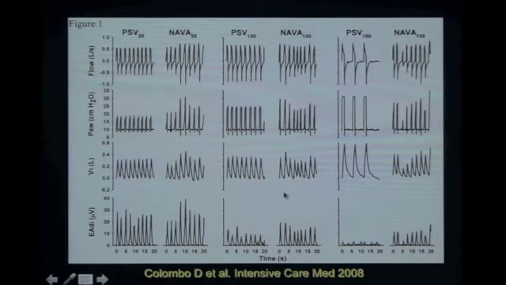Patient has huge tidal volumes. Could be synchronous, could be not synchronous. And indeed, we needed to look at the electrical activity of the diaphragm to say whether some activity was there or not.